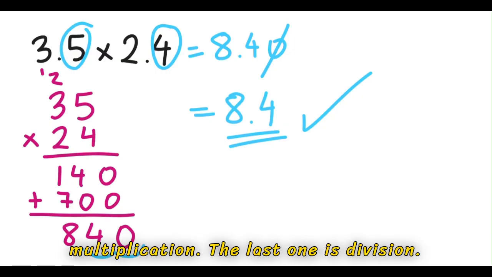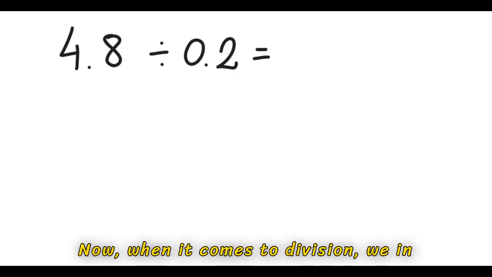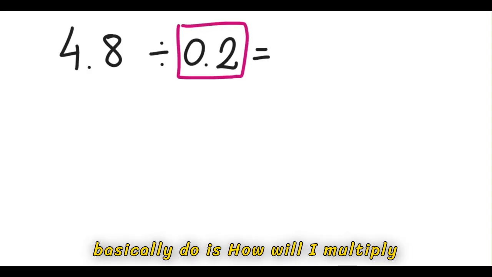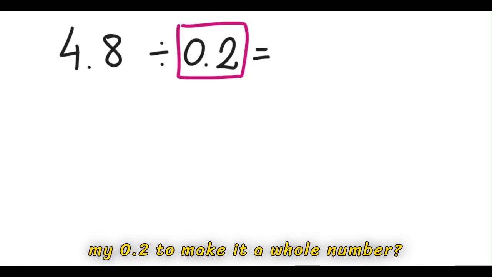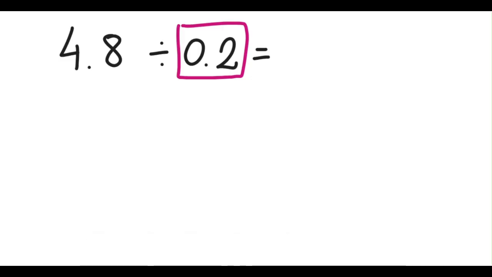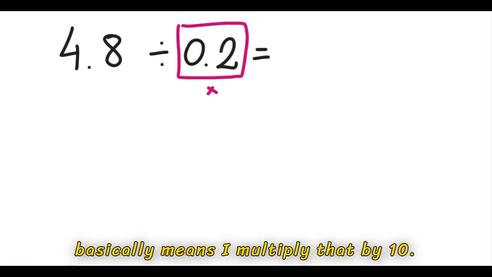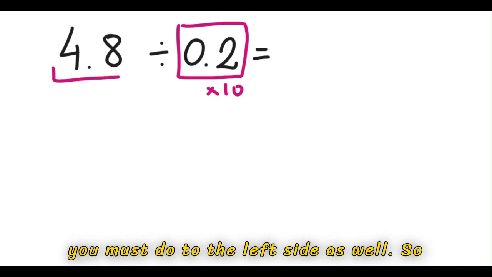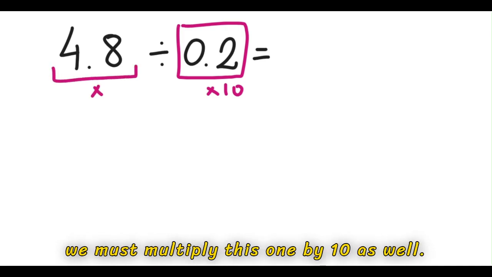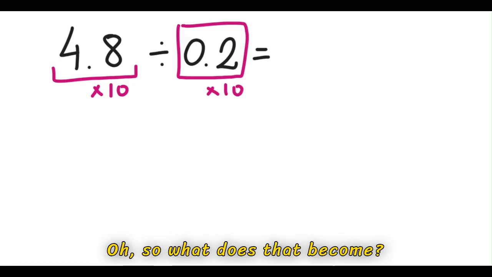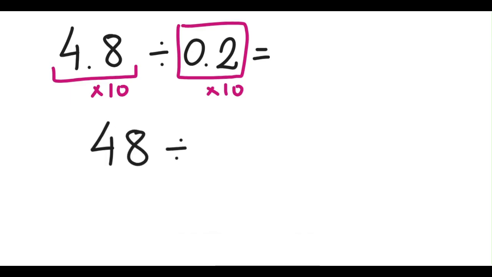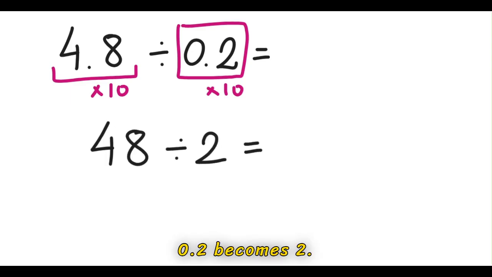The last one is division. Now, when it comes to division, in math we do not divide with a decimal number. So what we basically do is, how will I multiply my 0.2 to make it a whole number? If I move the decimal point once, that basically means I multiply that by 10. But whatever you do to the right side, you must do to the left side as well. So we must multiply this one by 10 as well. So what does that become? 4.8 becomes 48. 0.2 becomes 2.